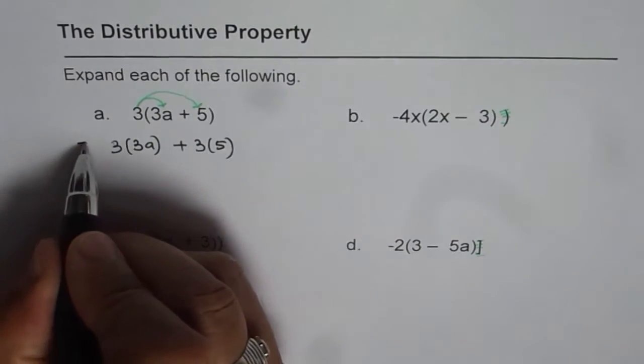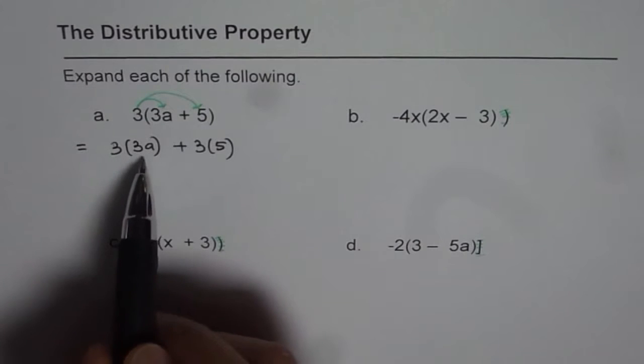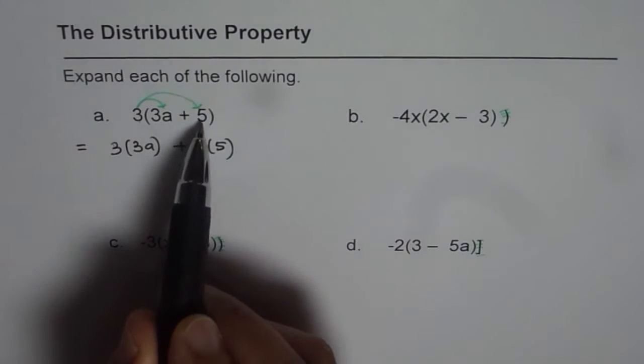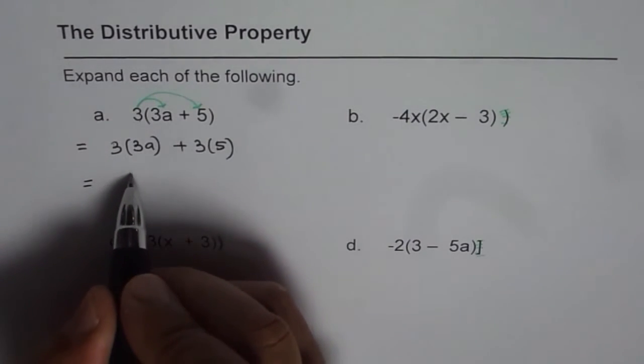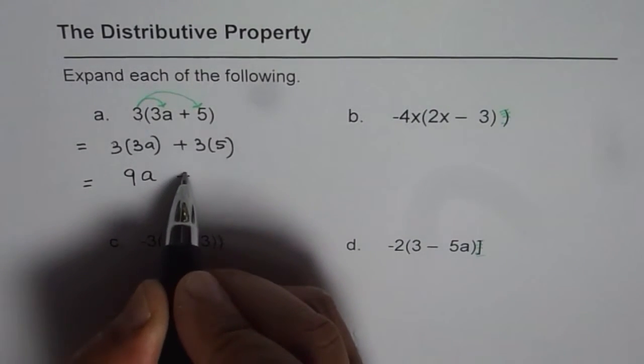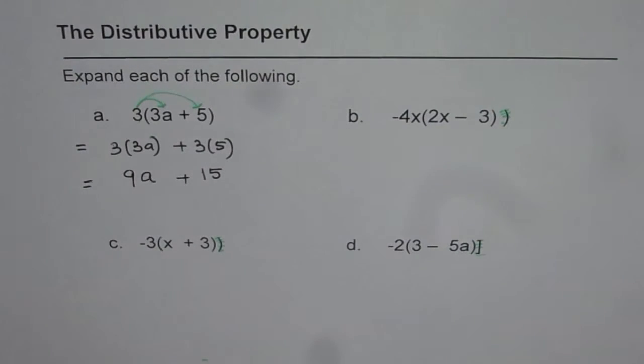So when the distributive property is applied, that is what we get: 3 times the first term, 3a, and 3 times the second term, 5. Now we can multiply. 3 times 3 is 9, so we get 9a plus 3 times 5 is 15. So that is how the distributive property is used. Now let's do the next one.